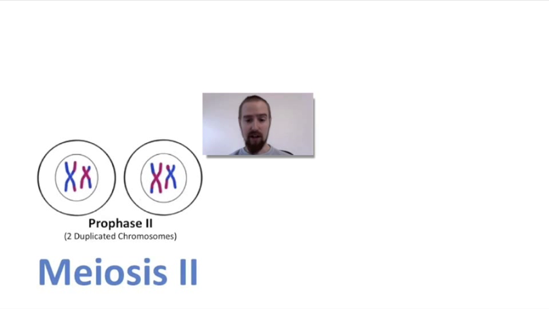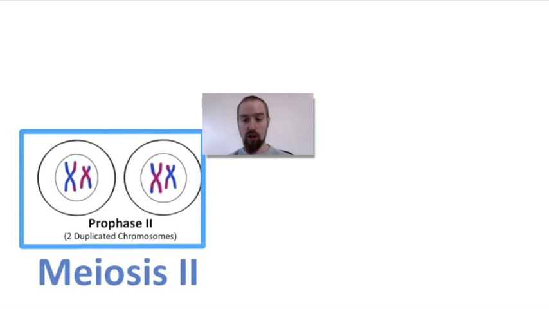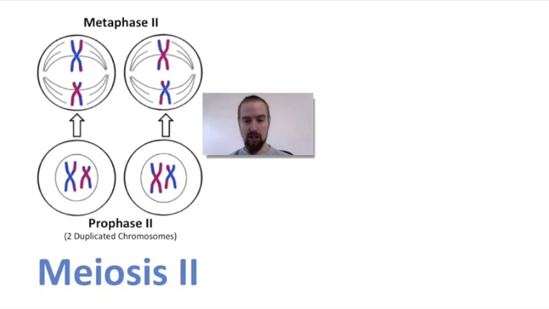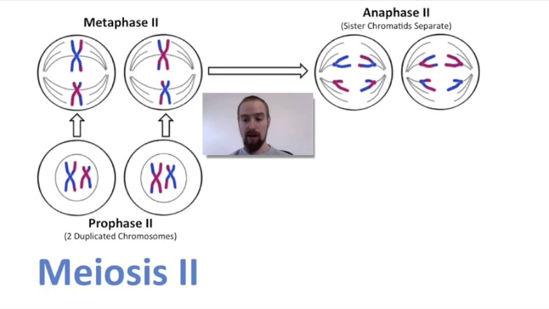But let's not get ahead of ourselves. After meiosis 1, we're left with two cells, each with two duplicated chromosomes, but only one chromosome from each of our original homologous pairs. From here, everything works pretty much as it would during mitosis. Duplicated chromosomes line up across the center of the cell during metaphase 2, then spindle fibers attach to each chromosome at the centromere, pulling apart the sister chromatids.